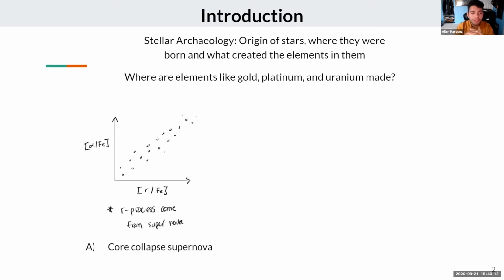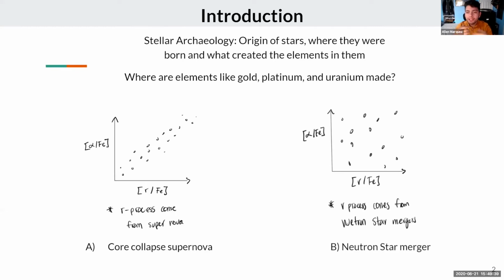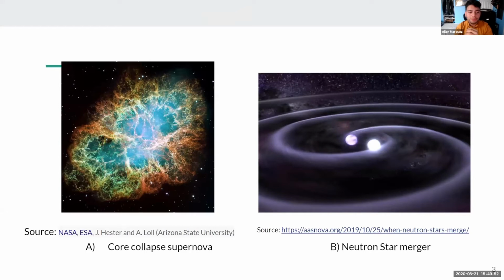And to do this, we measure the abundances of certain types of elements, such as r-process elements and alpha elements. And a type of question that we can answer is, by measuring these two abundances, if they have a linear relationship, that adds more data to r-process elements being created in core collapse supernova. And if we get a result that's more scattered, that adds more validity to the theory that r-process elements come from neutron star mergers. And just to give a visual on what we believe are the creators of r-process elements, here are these two images.